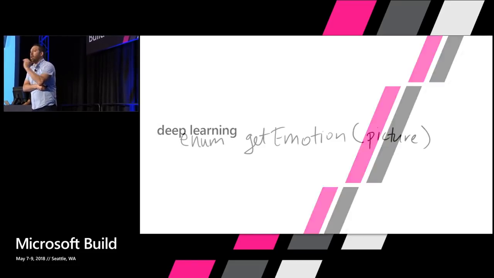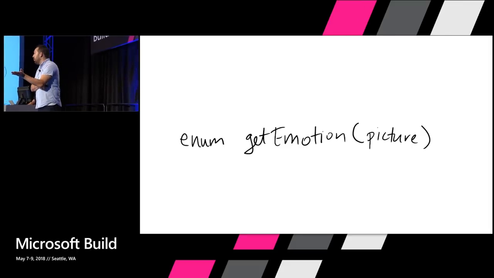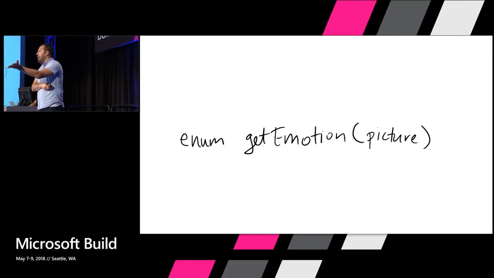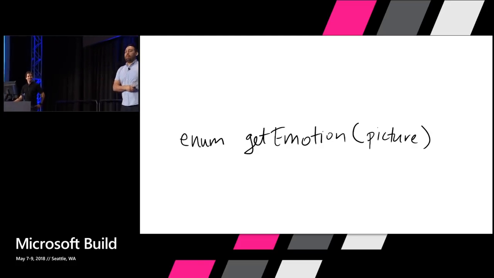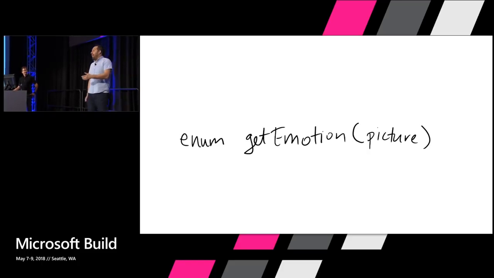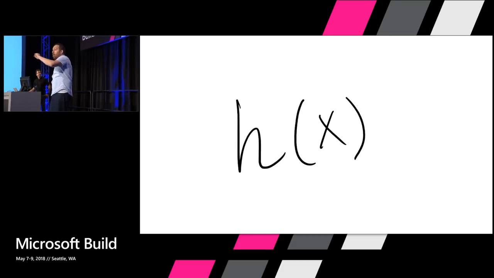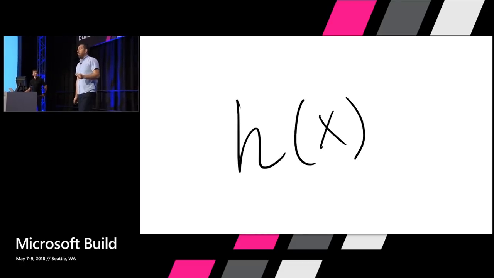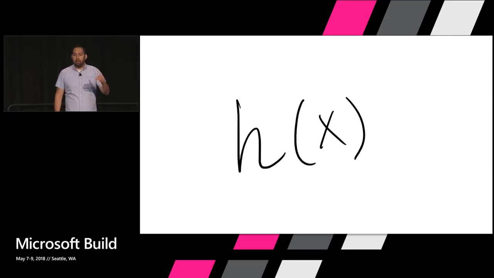As a programmer, we want this. This is what you want. How do you build this? It turns out that in AI, what we're doing is trying to find a function that, given, for example, a picture of a face, will return an emotion. Or given a picture of a road, tells you to turn left or turn right. You see what I'm saying?